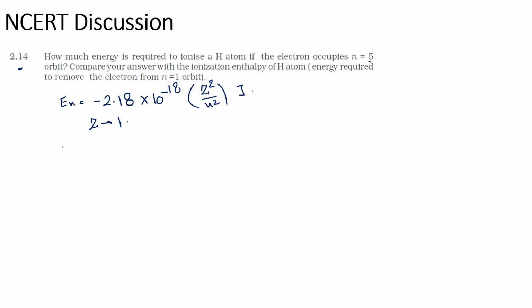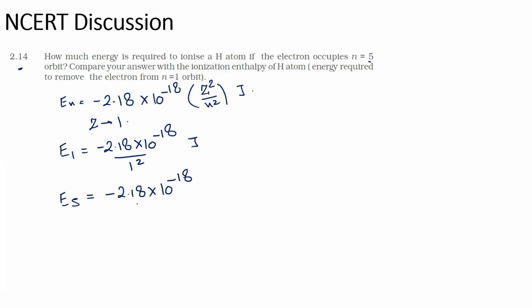So when the electron is in the first orbit, it is minus 2.18 into 10 to the power minus 18 upon 1 square joules. If the electron is in the fifth orbit, this will be given by minus 2.18 into 10 to the power minus 18 divided by 5 square joules.